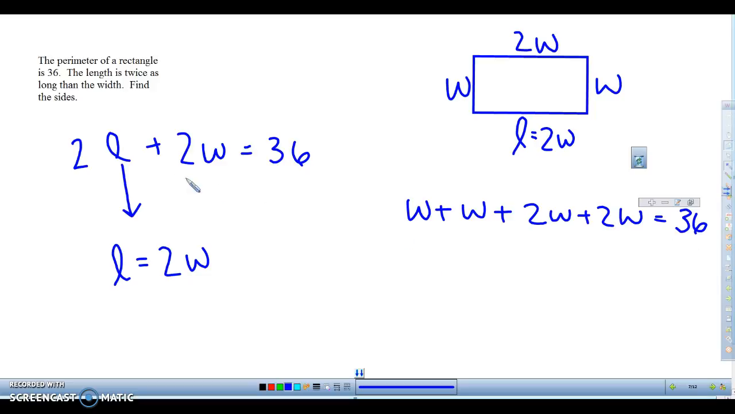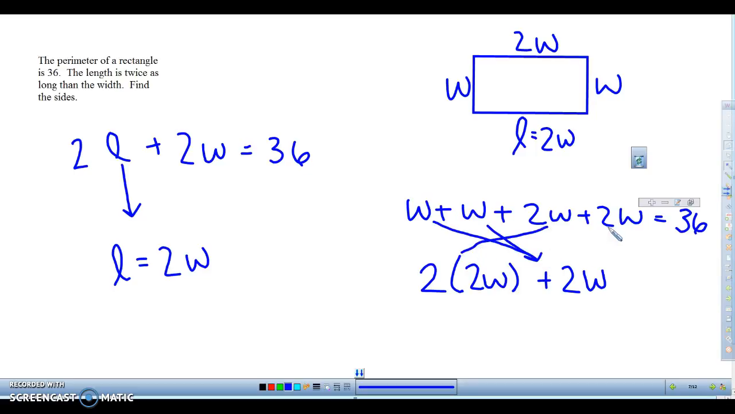Now, what if we use this formula instead? So that would be 2 times, we said our length was 2W, plus 2 of the widths. So this is just using the distributive property and really combining them. Okay, I know that looks way too confusing. And that is also equal to 36. So it just kind of depends if you want to write it all out or use the distributive property. Most of the time, I will use the distributive property in class.